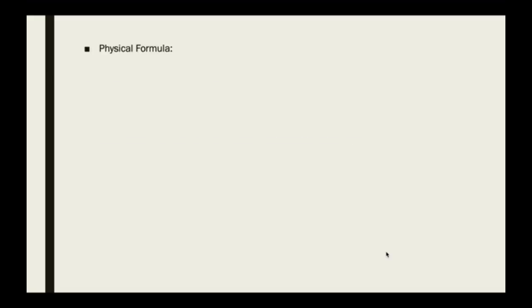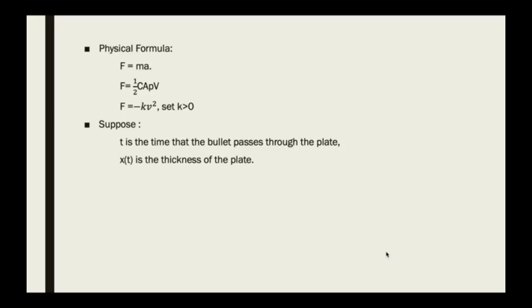The fixed formula applied in this question is the net force, the drag force. The question gives us that the resistance to the bullet's movement is proportional to the square of its speed. So we create a new drag force for this question. And suppose x(t) is the thickness of the plate, and T is the time that the bullet passes through the plate.